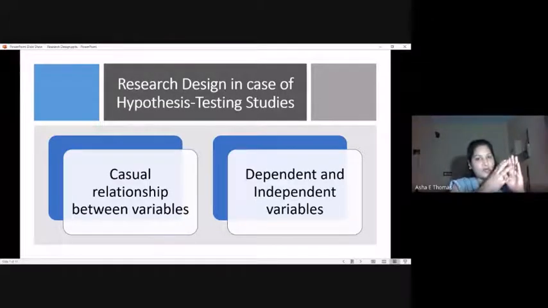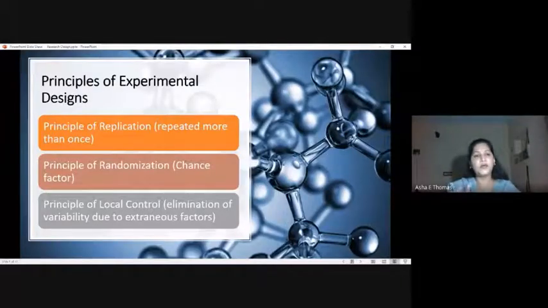So you are trying to find out which is having more impact on customer satisfaction, which factors are considered more significant when we are measuring the variable called customer satisfaction. Such a relationship establishment will always happen in hypothesis testing research studies. So that is the first thing we have to understand when we are going with a research design in case of a hypothesis testing study.